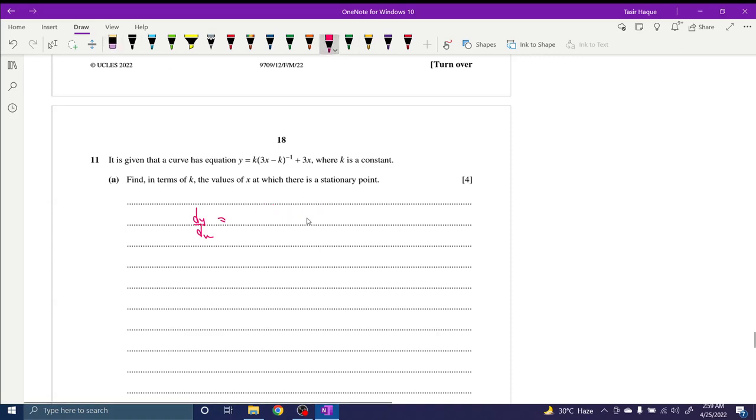Or let's do it this way. K into the minus 1 is going to come down: 3x minus k to the power minus 2 into 3. So we end up with plus 3, of course. We need to differentiate this. So minus 3k divided by (3x minus k) whole square plus 3.